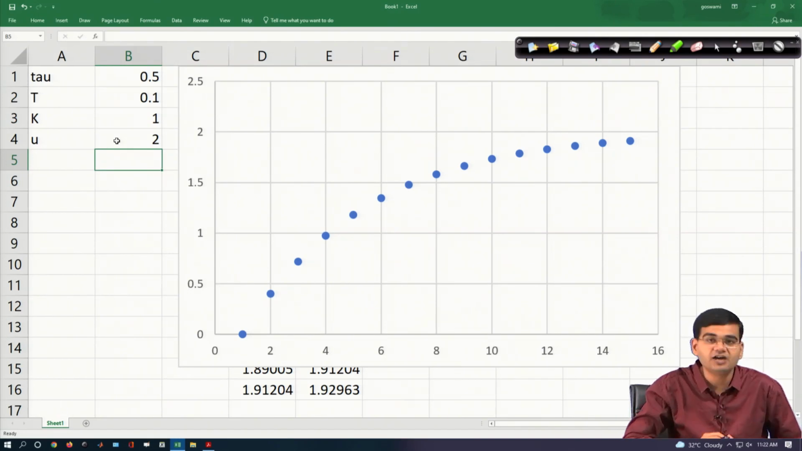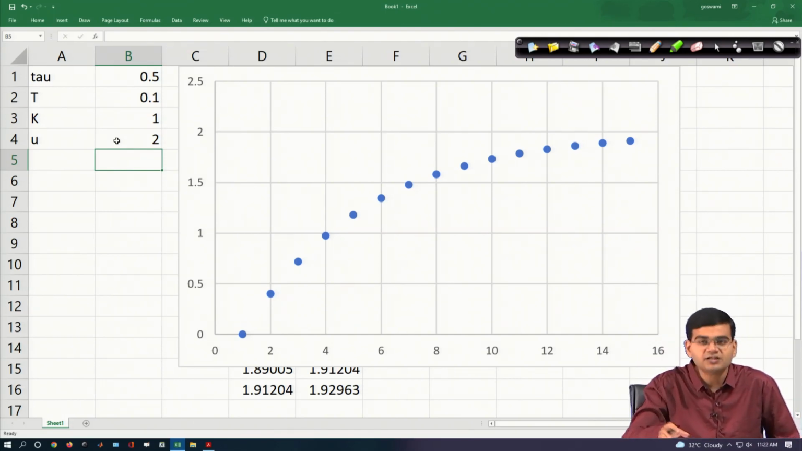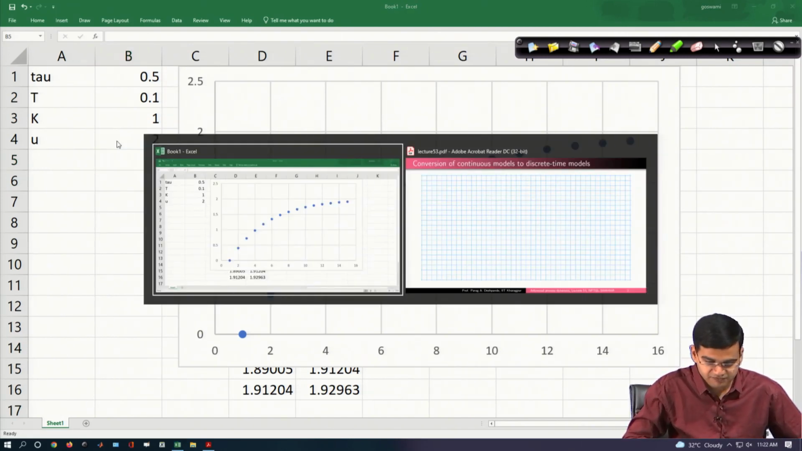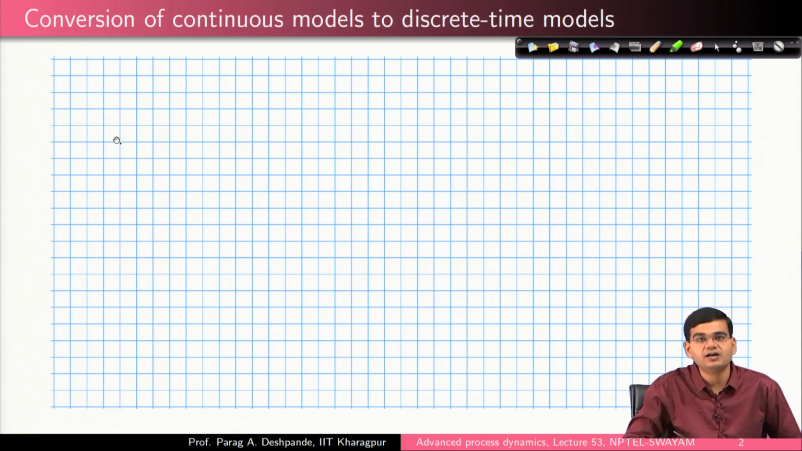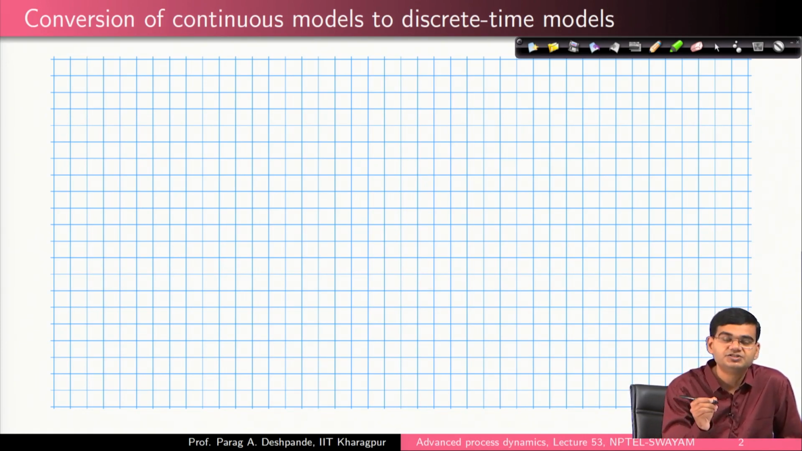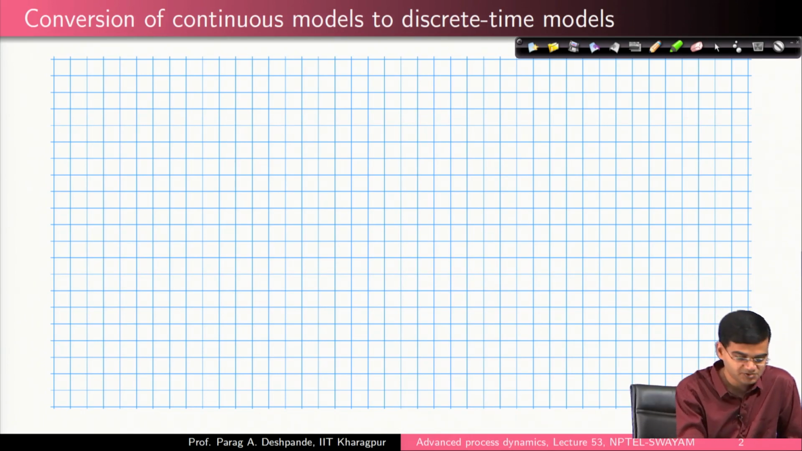So, in fact, we have one way to convert our continuous time model to discrete time model, and the qualitative features actually are captured correctly. Now, in this particular case, we took the example of a step function. Now, let us see what if we have a function which is a ramp function. Okay. So, I have a ramp input.